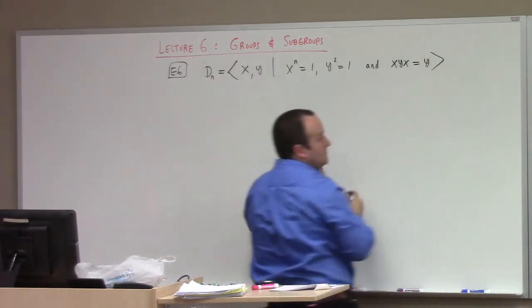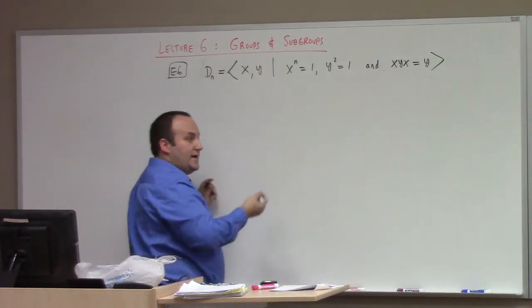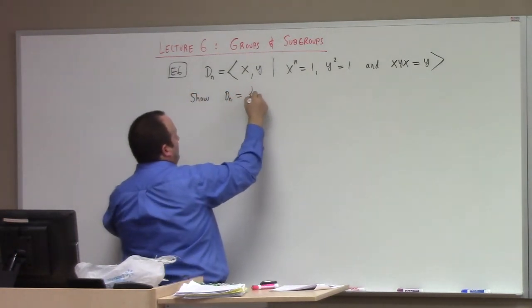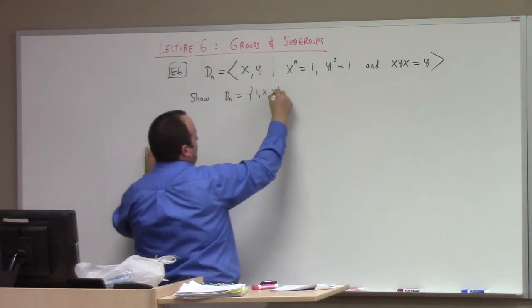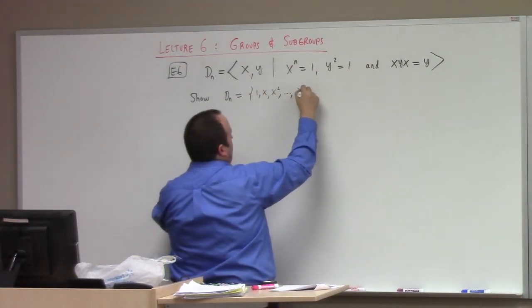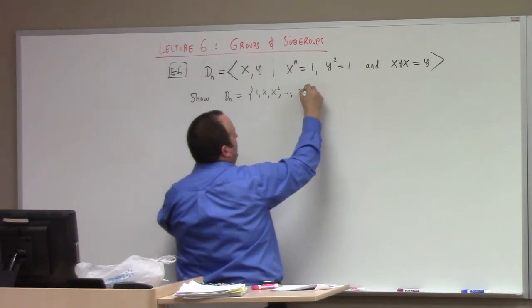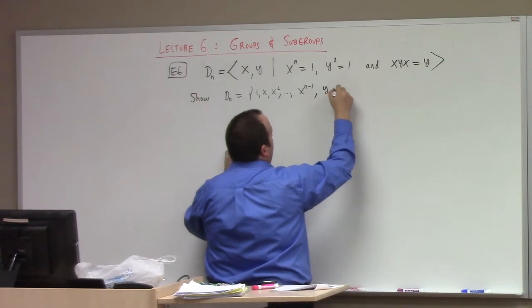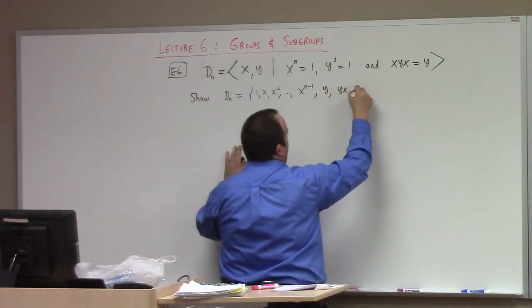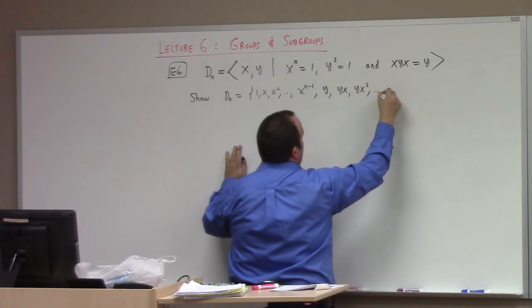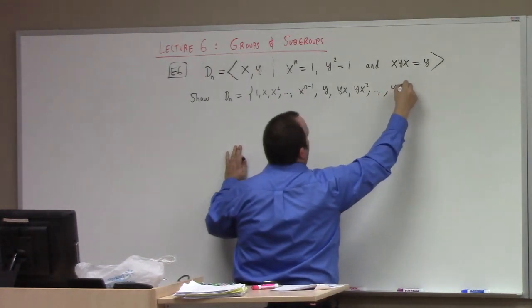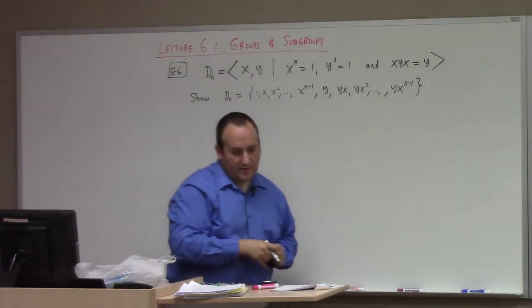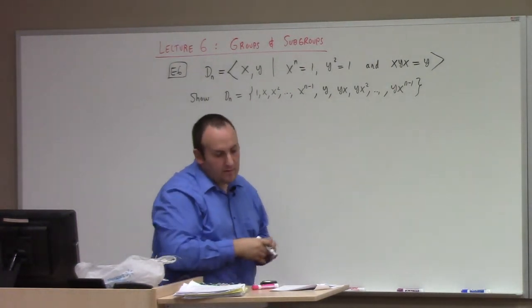All right. At the moment, I'll leave it as an exercise for you guys, but you can show that D_n actually looks like 1, x, x squared, dot dot dot, x to the n minus 1. We already got that one here, right? And then y, yx, yx squared, dot dot dot, yx to the n minus 1. Fundamental identities you could prove.